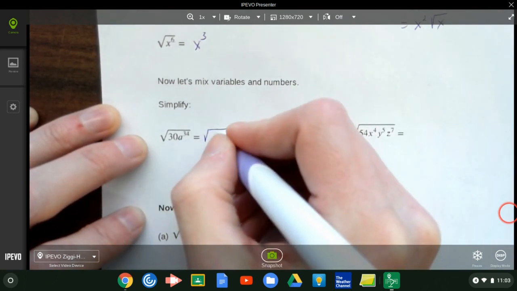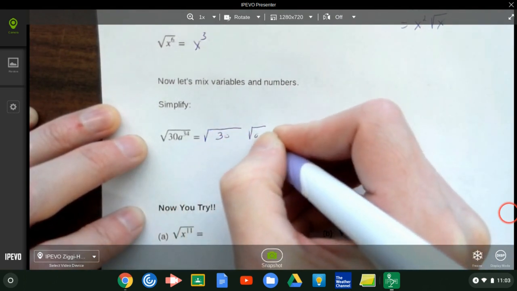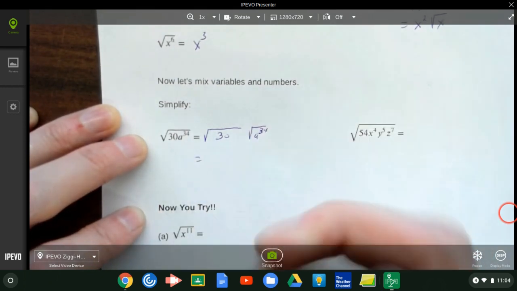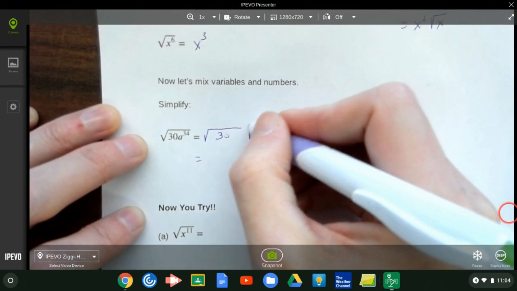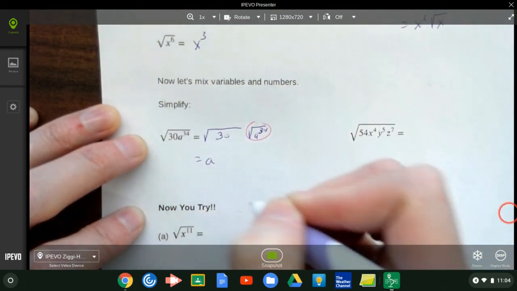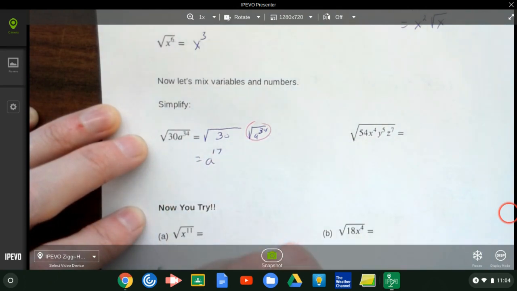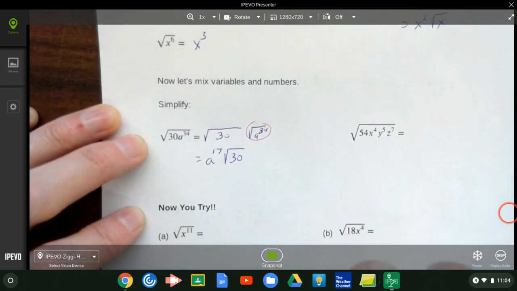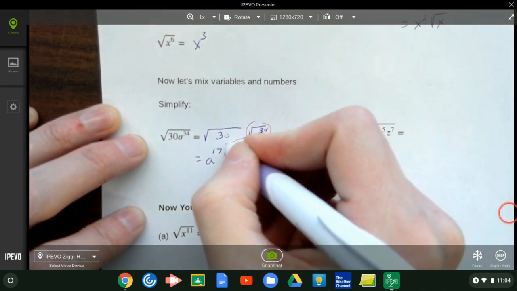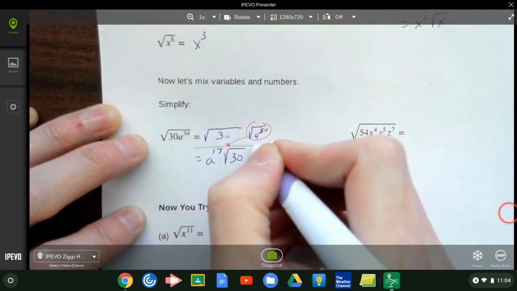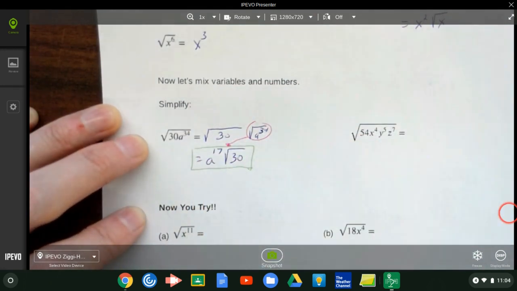So 30 doesn't break down. But a to the 34th, that does. That's an even exponent. So that means I have a to the 34th can break down using my even exponent. What is half of 34? Well, half of 34 is 17. Square root of 30, however, stays exactly like it is. So this came to here. Square root of 30 doesn't change. And there's my solution. Okay?